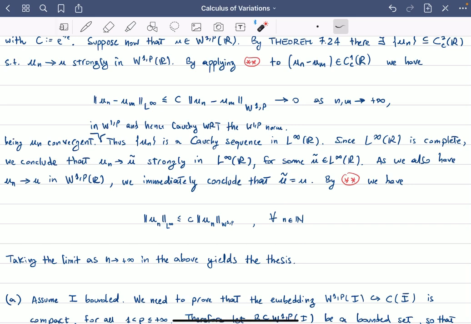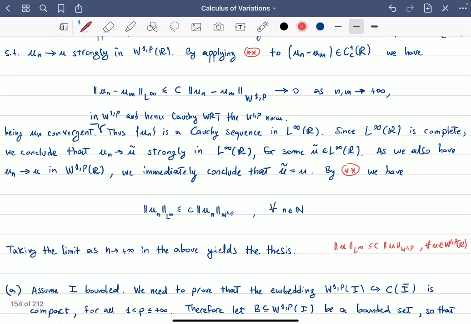Now that we know that u_n is also convergent in L infinity, we can again use the estimate (**) on u_n and obtain that the L infinity norm of u_n is less or equal than C times the W^{1,p} norm of u_n, and this is true for every n in N. And now we can just take the limit as n goes to plus infinity, and you obtain the thesis, meaning that the L infinity norm of u is less or equal than C times the W^{1,p} norm of u, and this is true for all u belonging to W^{1,p}(R), proving the thesis. This is exactly what we wanted to prove.